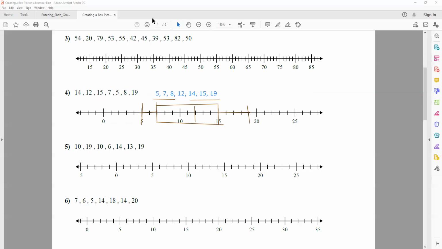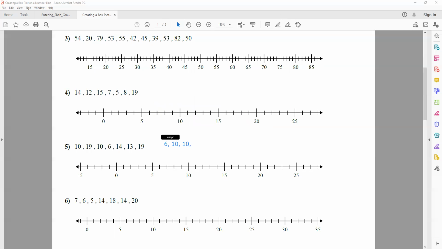Okay, I'm back. So 5, 7, 8, 12, 14, 15, 19, that's correct. 7 is your Q1, 12, Q2, 15. Yep, good. Yeah. So this one is correct. Okay, we need 5 minutes. Okay, let's just move on because I'll save this for homework, okay?